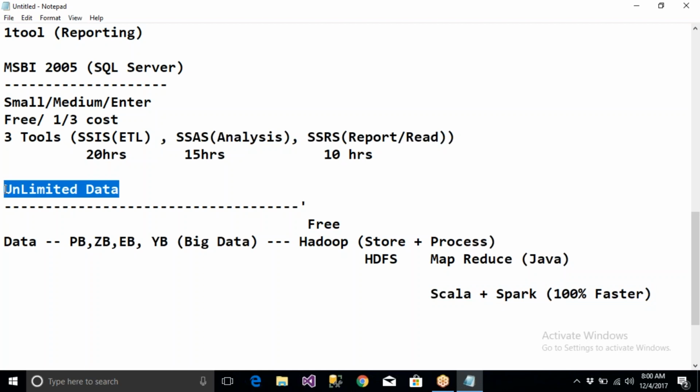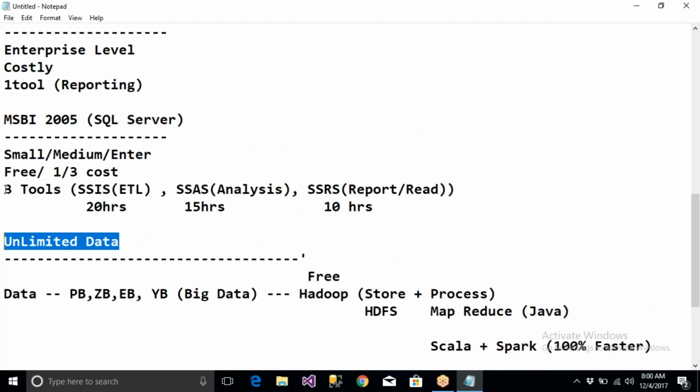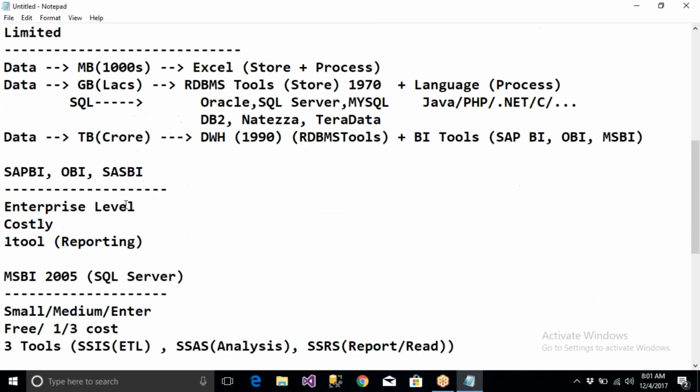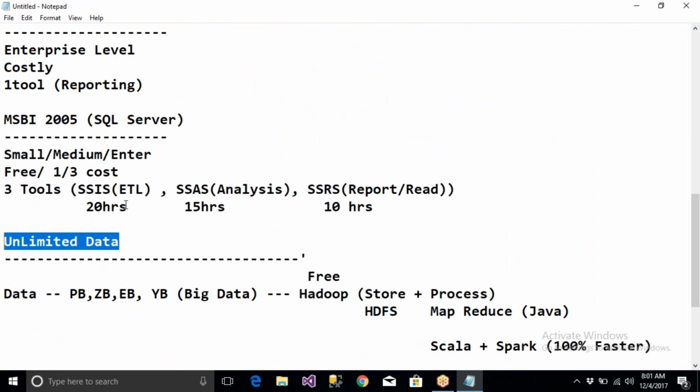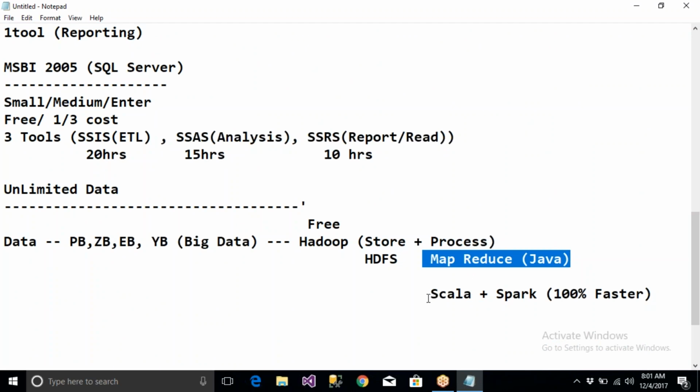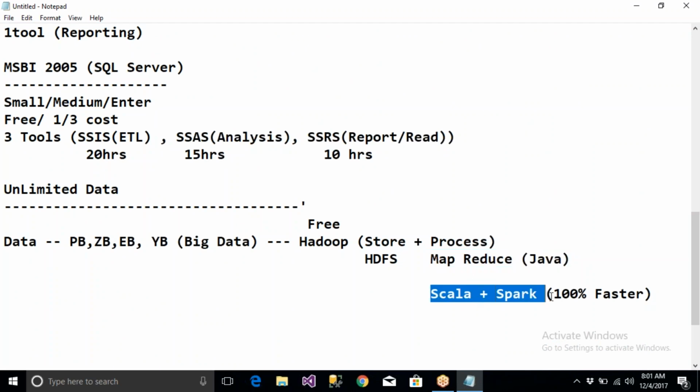When you have limited data, you should be able to do a lot of things like this. But when you have unlimited data, normal tools definitely cannot tolerate that. You have to go on to Hadoop. Hadoop has two components now. Instead of MapReduce, people are going to Spark and Scala.